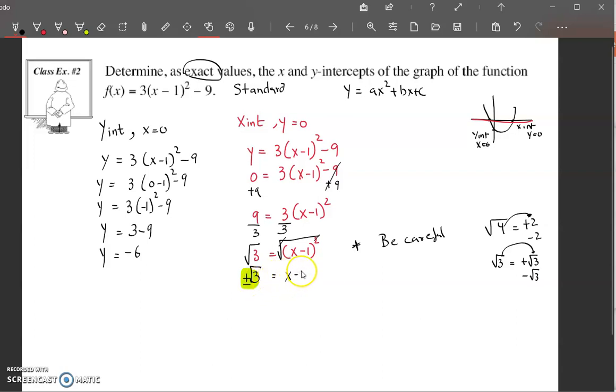So once you have done that, now what we have to do is move that 1 to the other side, so +1. So x is going to be 1 plus or minus square root 3, which you can write as 2 different values. x can be equal to 1 plus square root 3, and the other option for your x-intercept can be 1 minus square root 3. And it does make sense, a parabola can have 2 x-intercepts, right? So those are my 2 x-intercepts over there.